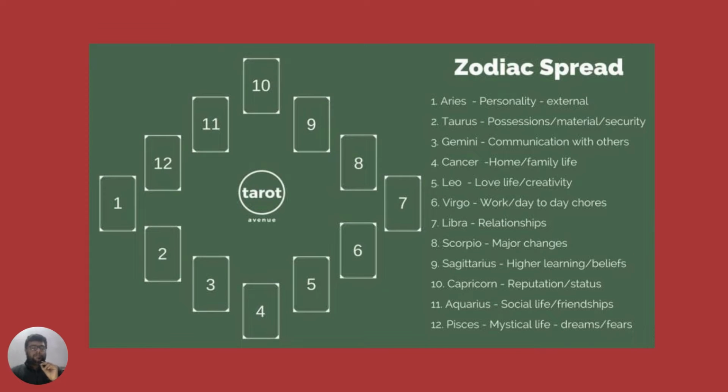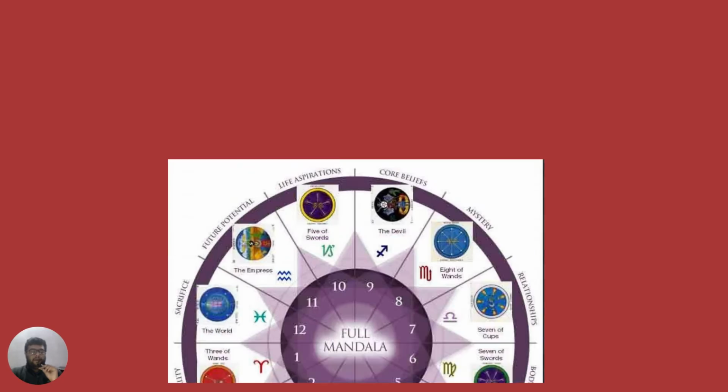Now we have the zodiac spread. It is a very complex and very advanced stage tarot spread. In this tarot spread, we take 12 cards which represent the 12 signs of astrology. Each and every card in tarot represents a certain sign in astrology, and then we compare whether there is compatibility between the two signs or not, and what the overall result is. So it is one of the very complex and very advanced tarot spreads.